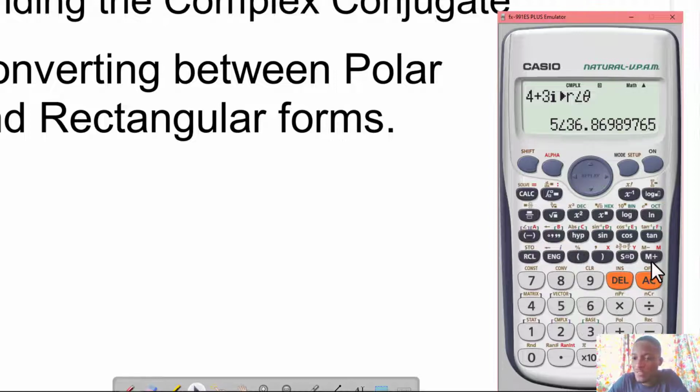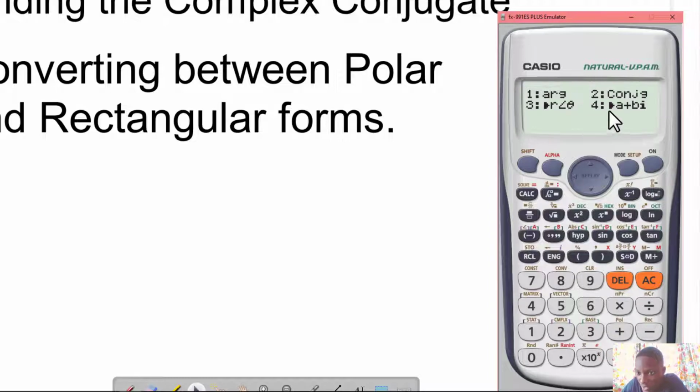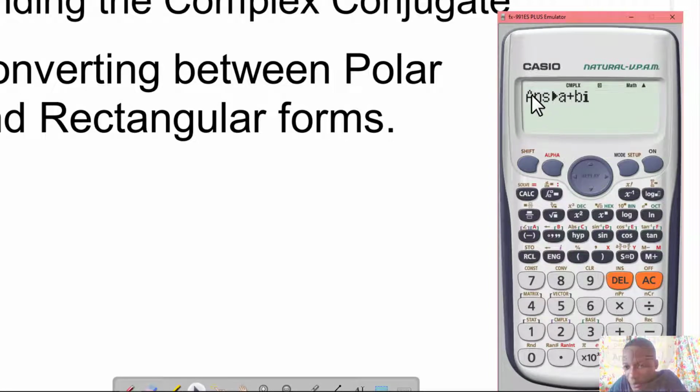Awesome. Now to convert back to rectangular, we can either just simply press shift 2 and choose the rectangular option, which is 4, and it will take the answer we had in memory because we had used the enter key, so our answer was saved in memory. So this answer contains the polar version of our 4 plus 3i. So by pressing enter, it will convert it back into rectangular, which is 4 plus 3i.